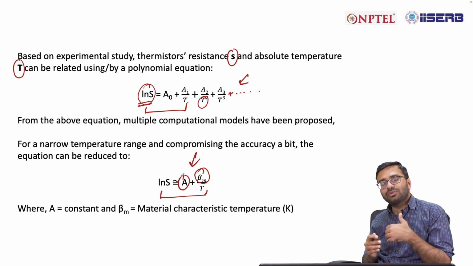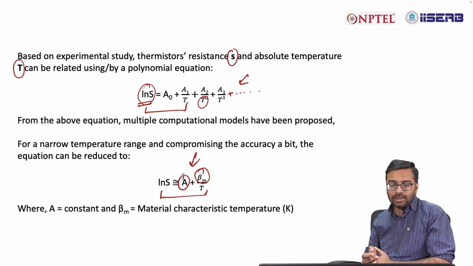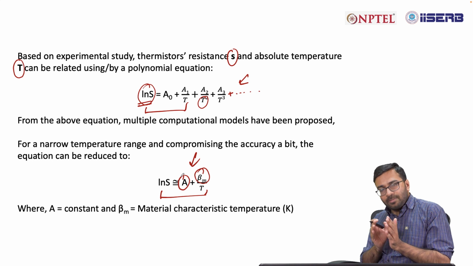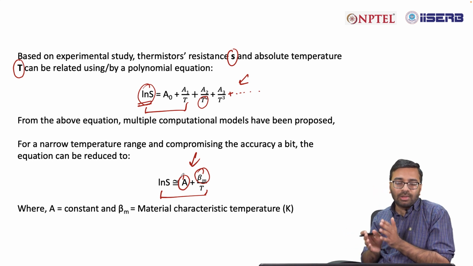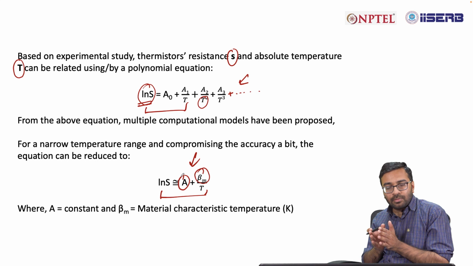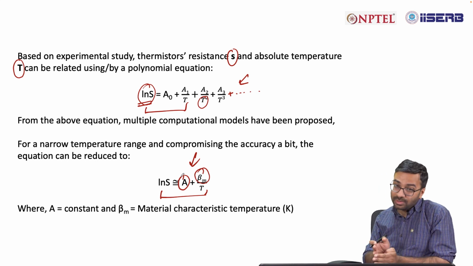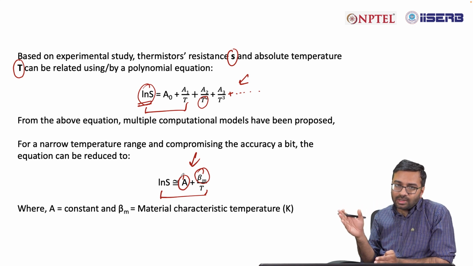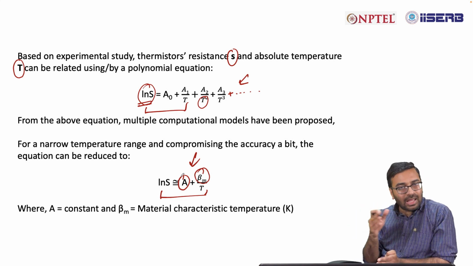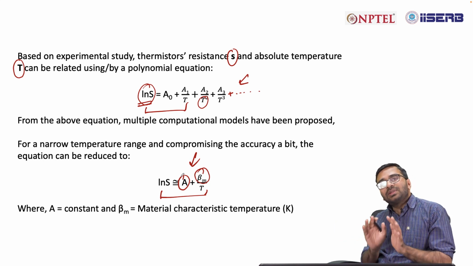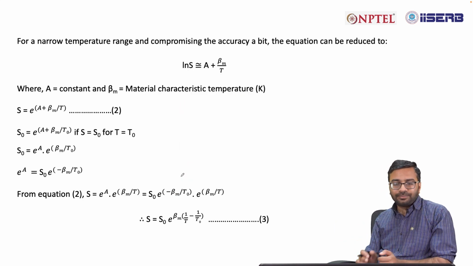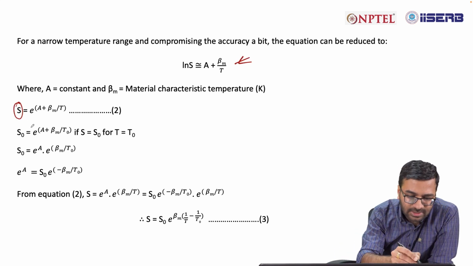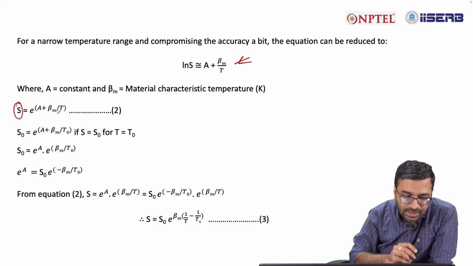Now, these values one can calculate from different initial conditions, but the idea is, if your value of T is very high, or if you are working with a narrow temperature range, and if it is okay to compromise the accuracy to some extent, you can neglect the higher order terms to keep things simpler. That is the idea. Now, if you take this particular equation, then your response S is equal to e to the power a plus beta m by T.